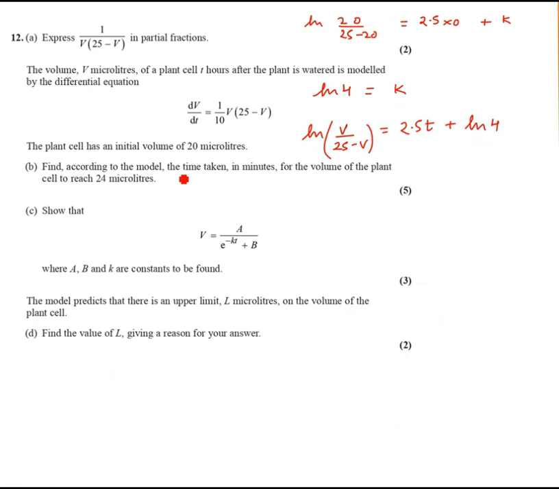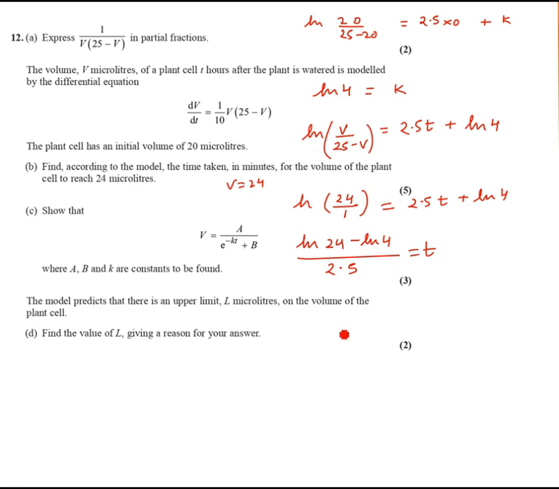Right, now we just have to put v = 24 here and then work out the value of t. So when v is 24 microliters, ln(24 over 25 minus 24) equals 2.5t plus ln 4. So this becomes ln 24, and bring the ln 4 this side, minus ln 4, and divide by 2.5. So this will give us t. So let's work out the value of t.